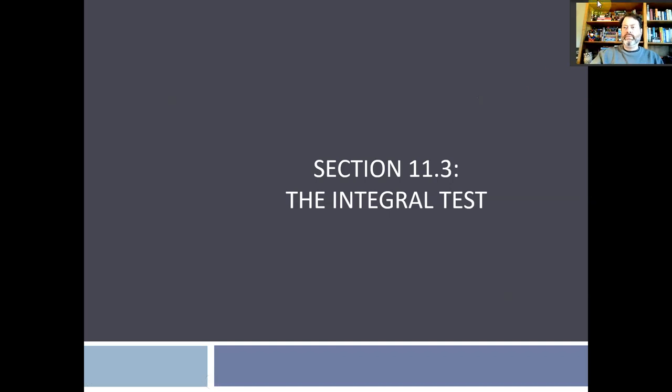Hi everybody. We are going to keep going today in chapter 11, and we're going to look at something called the integral test. Make sure that you're all caught up on the previous two sections in chapter 11 because we use a lot of the concepts from earlier. So before you start this, make sure you're caught up or the notation might be confusing. Alright, let's jump in.